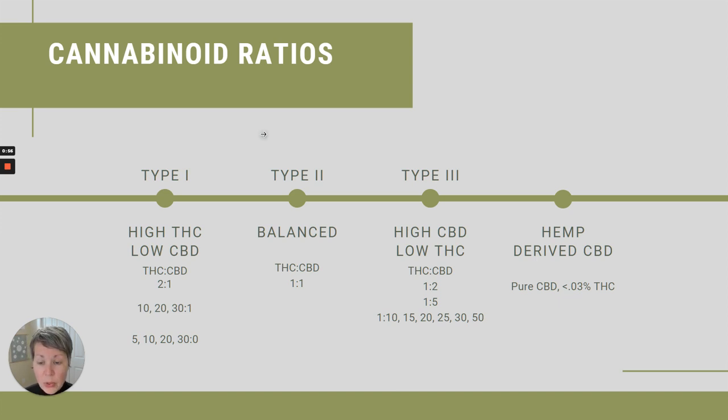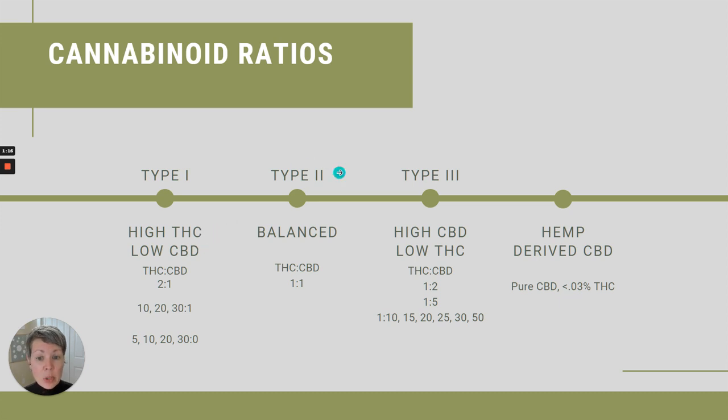So the first type is our type 1. A type 1 chemotype is a plant that's high in THC and low in CBD. This is a pretty typical cannabis plant that's out there on the market. Most of them are high THC and low CBD.